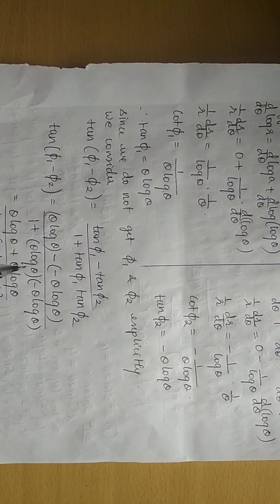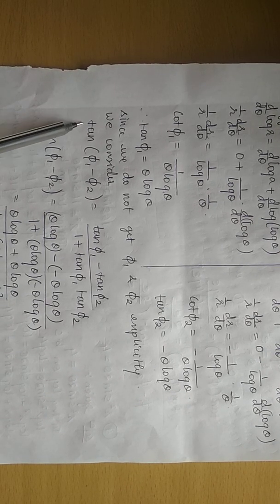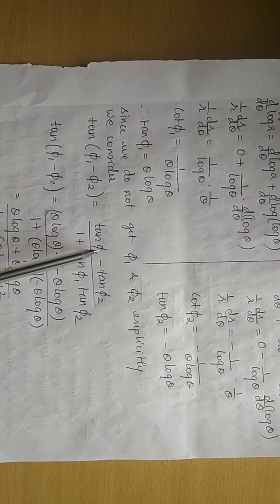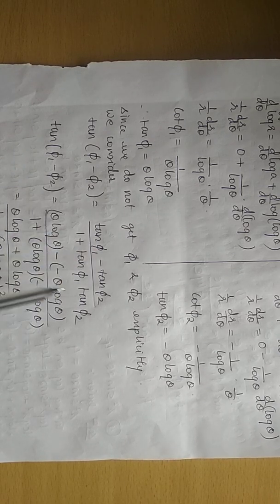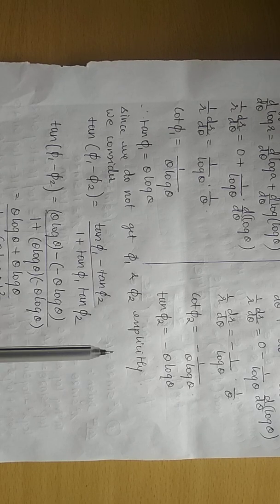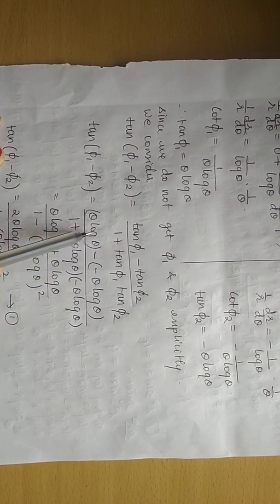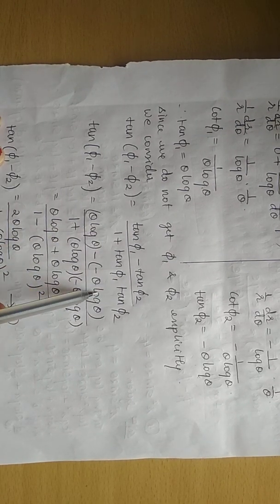If we have to get it, you can take the notation tan of phi 1 minus phi 2. We know that tan of a minus b is equal to what? Tan a minus tan b upon 1 plus tan a into tan b. This is when you are not getting phi 1 and phi 2 purely, separately. So substitute what is tan phi 1, substitute what is tan phi 2.